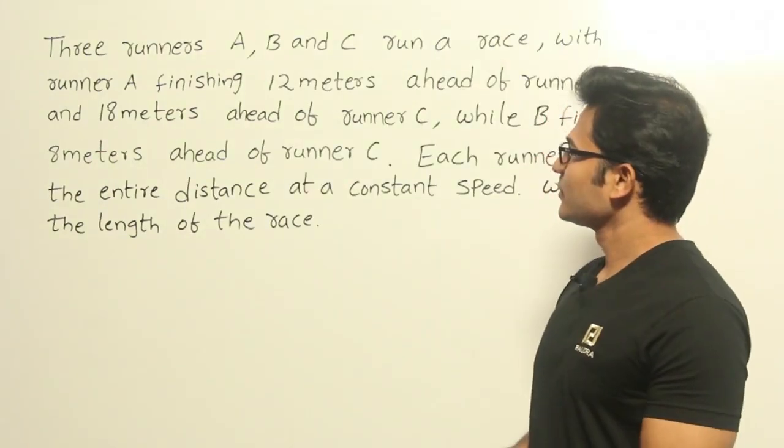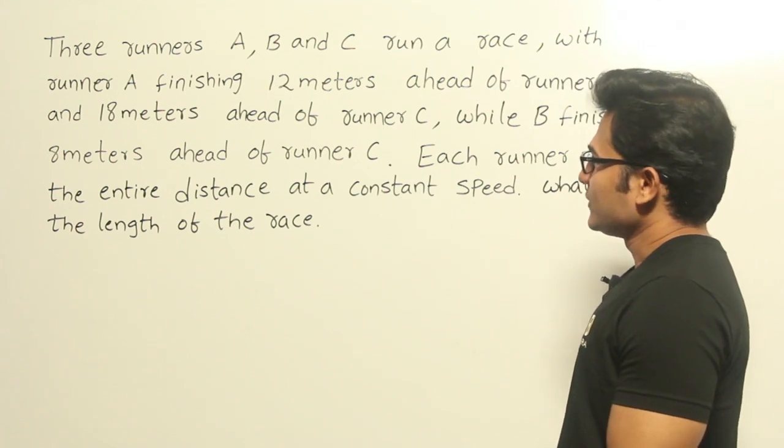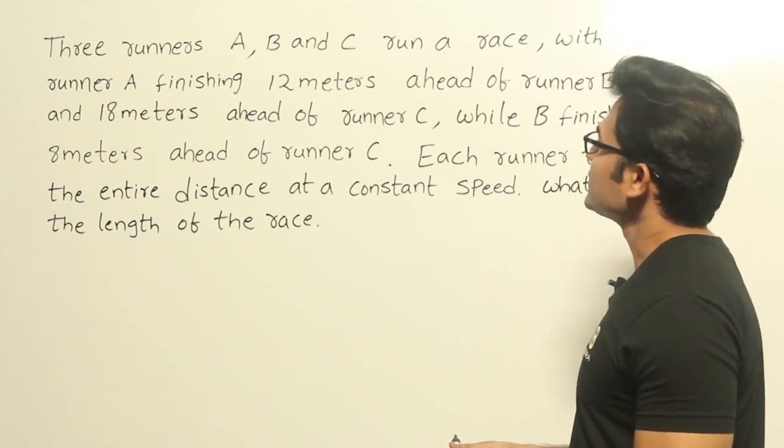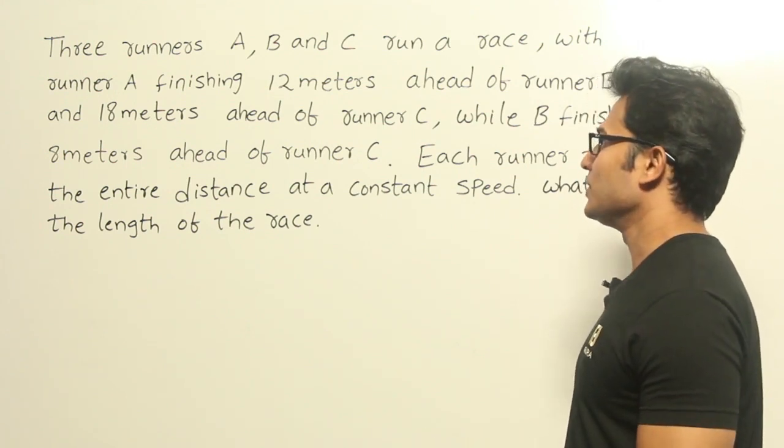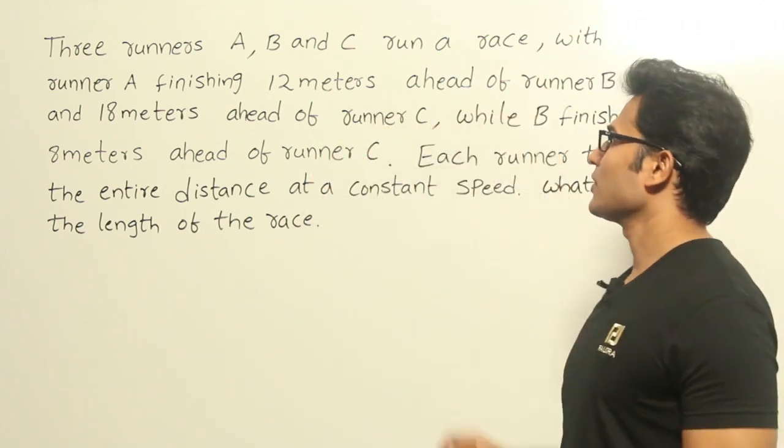Now let's solve this question. This is a beautiful question, you'll understand it. Now 3 runners A, B and C run a race with runner A finishing 12 meters ahead of runner B and 18 meters ahead of runner C.